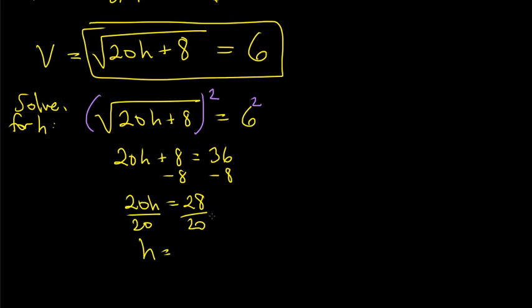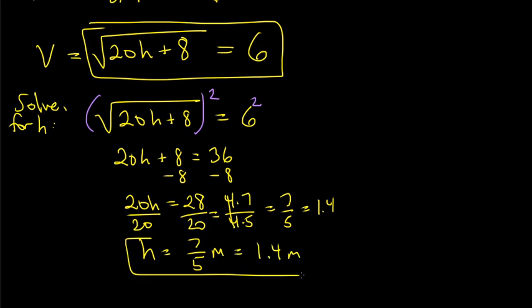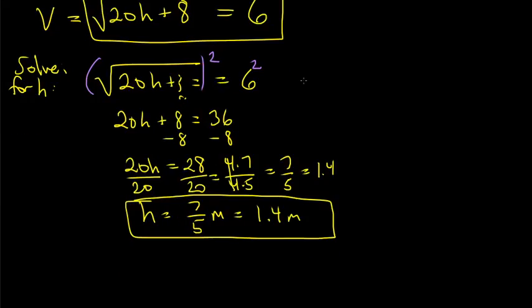And h is going to be 28 over 20, which reduces to, let's see, 4 times 7 over 4 times 5. So 7 over 5, or if you prefer, 1.4. And this is in meters, so 7 over 5 meters or 1.4 meters. And that's the height of the water in the tank. So that's 28.